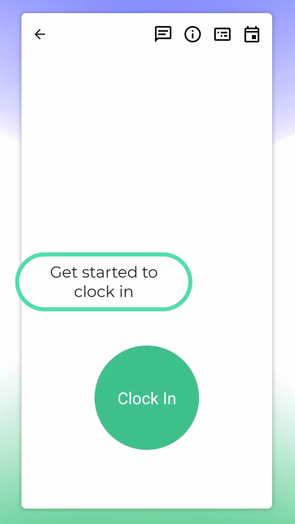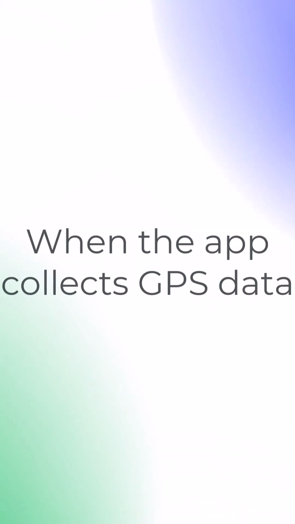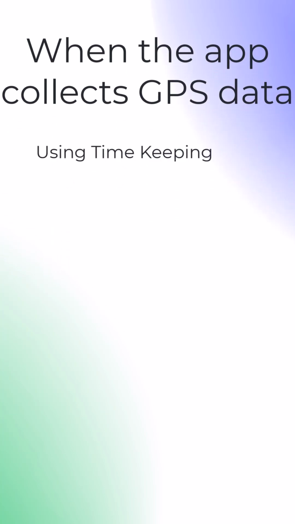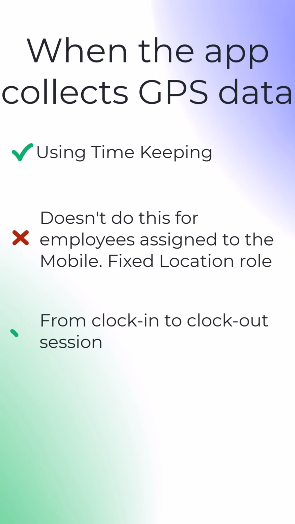Now you're ready to start tracking your hours. Before we clock in, it's important to know when the application collects GPS data. It does this for employees who use the timekeeping module. It doesn't do this for employees assigned to the mobile fixed location role who previously clocked in using the wall devices. The app only receives your GPS location during the clock-in and clock-out session, which we call a work shift.